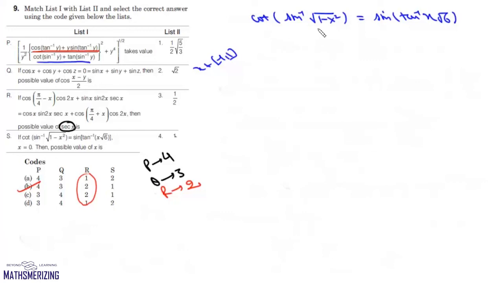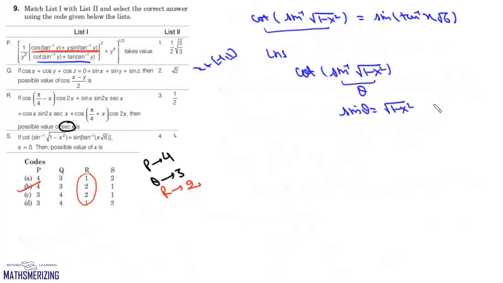Now first we'll simplify this expression on the left hand side, which is cot of sine inverse of under root of 1 − x². So we'll take this as theta. We can write sin theta is under root of 1 − x². So this is your theta, and this is under root of 1 − x², this is 1, and then it'll be x. Now we have to write cot theta. Cot theta will be x upon under root of 1 − x².